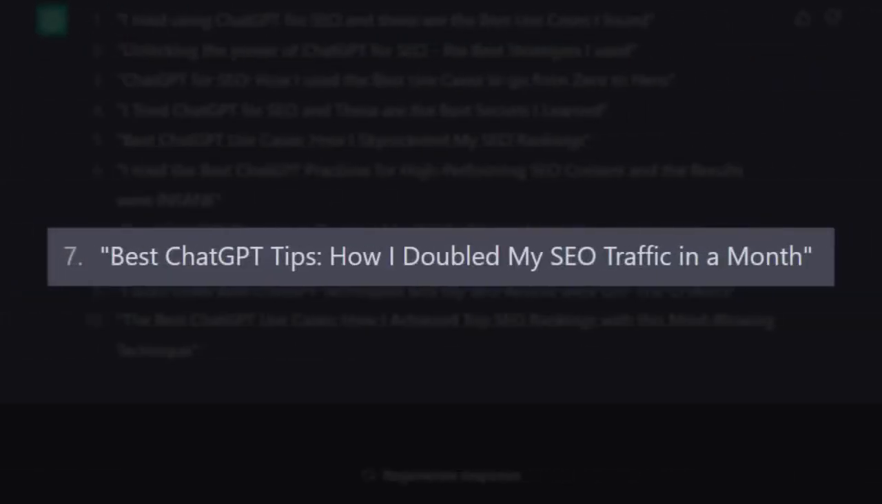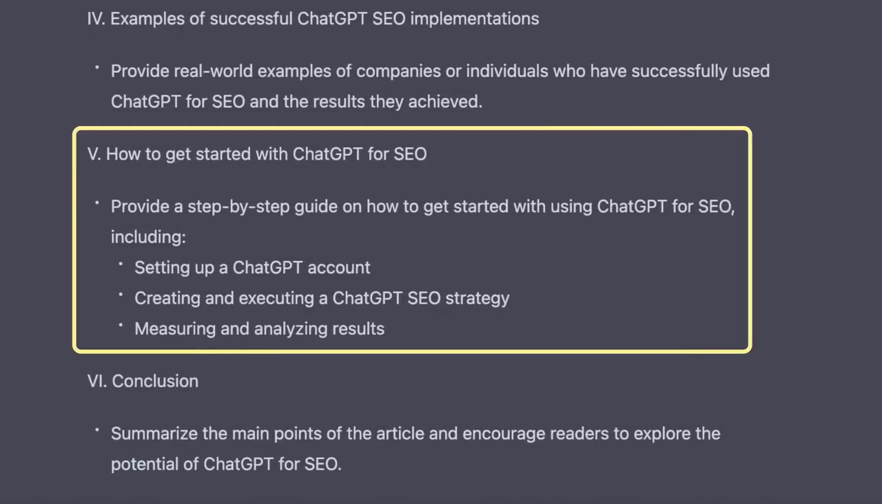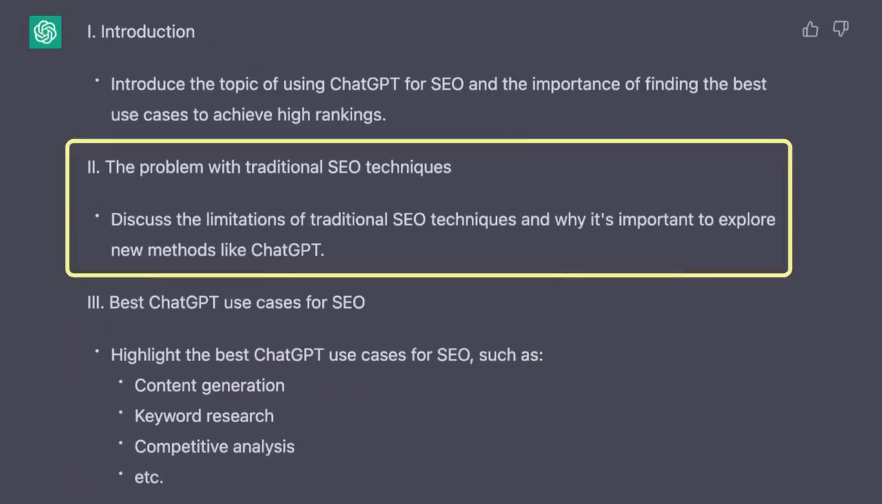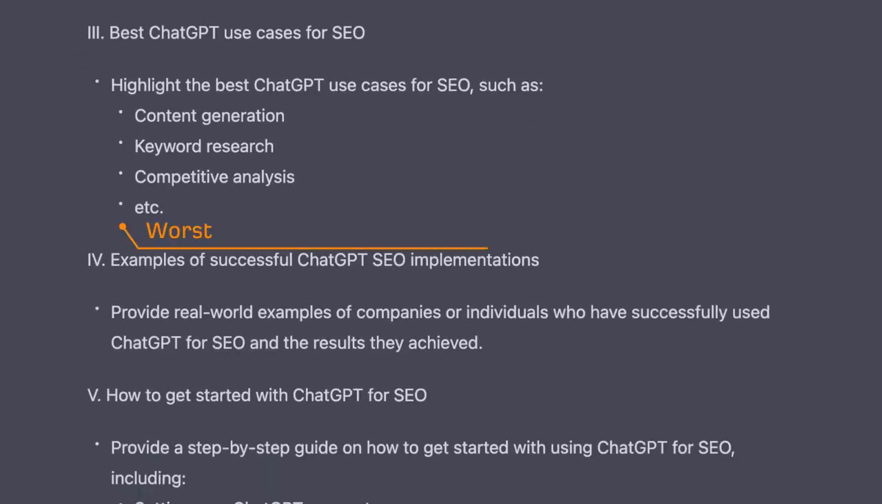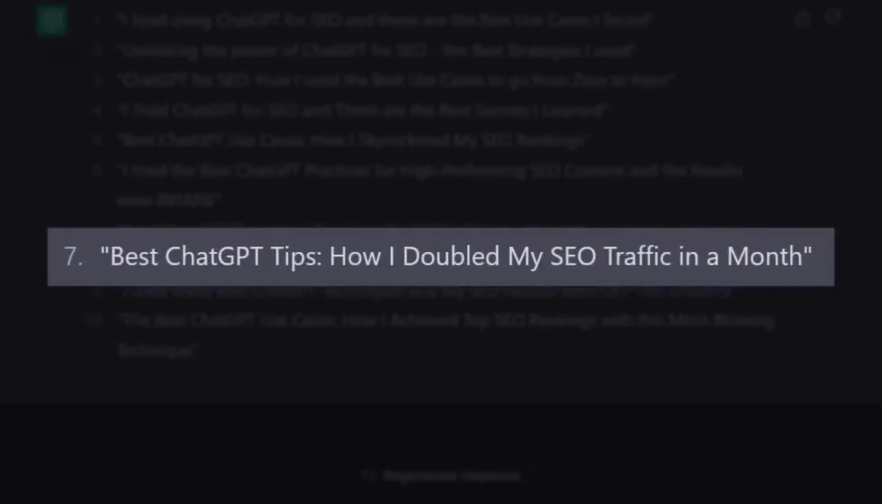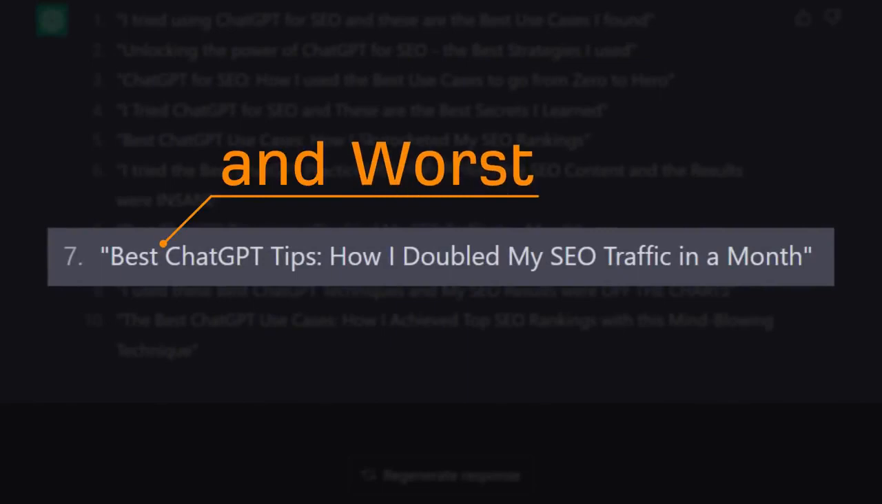For example, if I were creating a blog post on this topic, I'd talk about this part a lot sooner, probably cut this part, and add in something like this. In fact, I don't even like the title anymore, so I'd run with the angle of best and worst ChatGPT use cases for SEO, which is the video you're watching now.